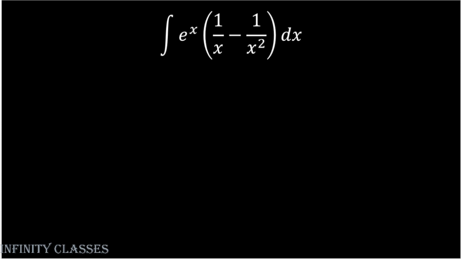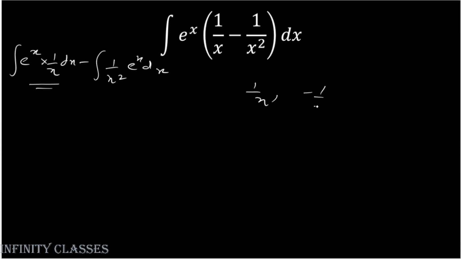This type of question is special. Let's see how. e^x into 1/x dx minus 1/x² e^x dx, we have to multiply. Now, one of these is 1/x, another is minus 1/x². So one of these two is the derivative of the other. In this question, 1/x has the derivative minus 1/x².